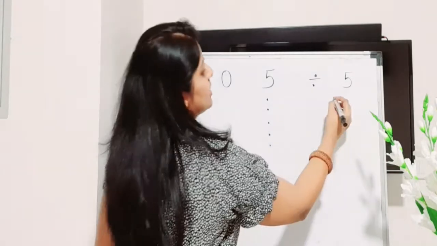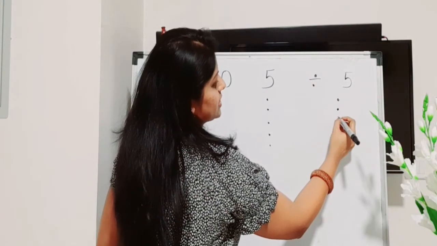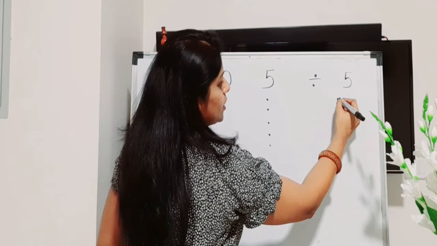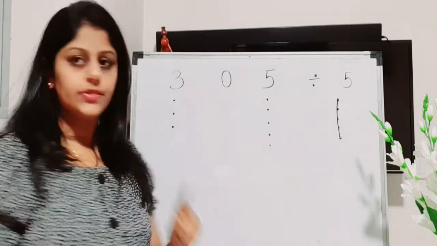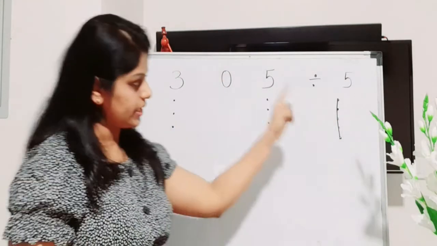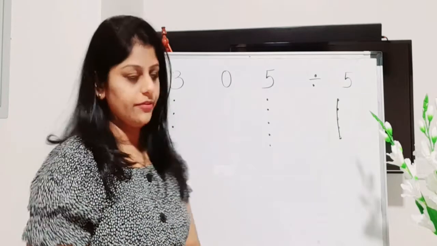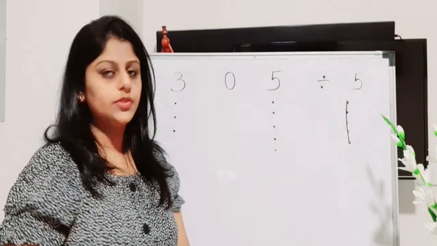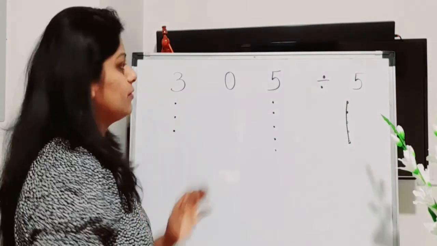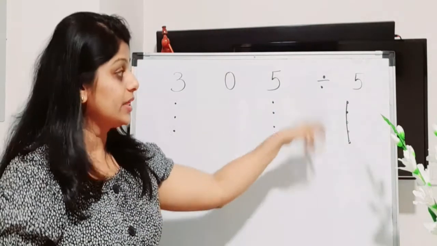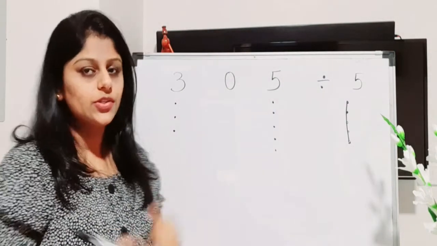So this is just a single number, that is 5: 1, 2, 3, 4 and 5. In each column we should have 5 dots. Okay, let's check whether we are able to group it. In the first column we have only 3 dots, and how many do we need to have in each column? 5. So what will we do?